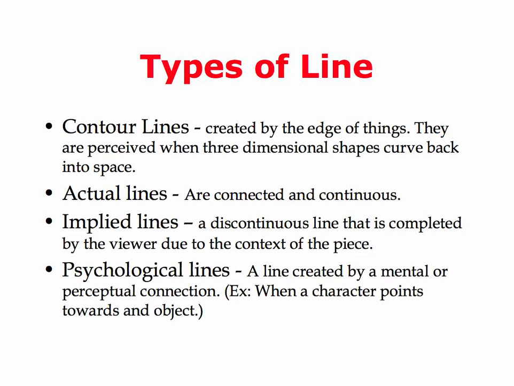Contour lines are created by the edges of things or shapes. They are perceived when 3-dimensional shapes curve back into space or overlap. Actual lines are connected and continuous. Sometimes it can be difficult to discern whether something is a line or a very narrow rectangle, for instance.